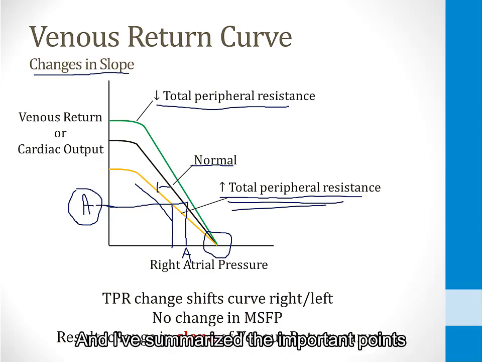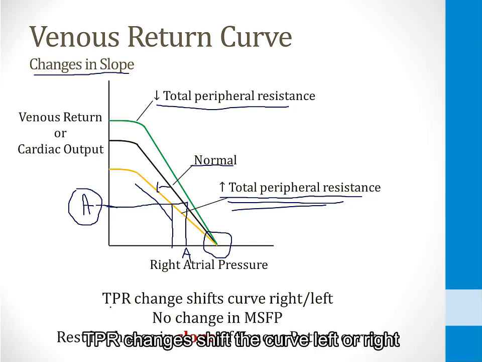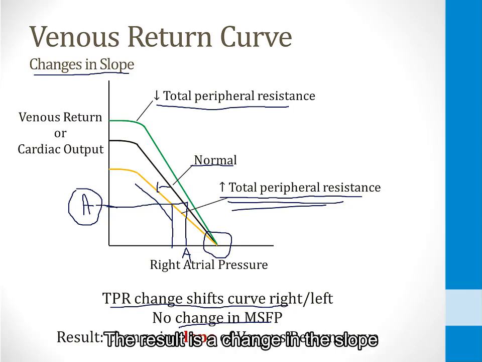And I've summarized the important points you want to remember at the bottom of the screen. TPR changes shift the curve left or right with no change in MSFP. The result is a change in the slope of the venous return curve.